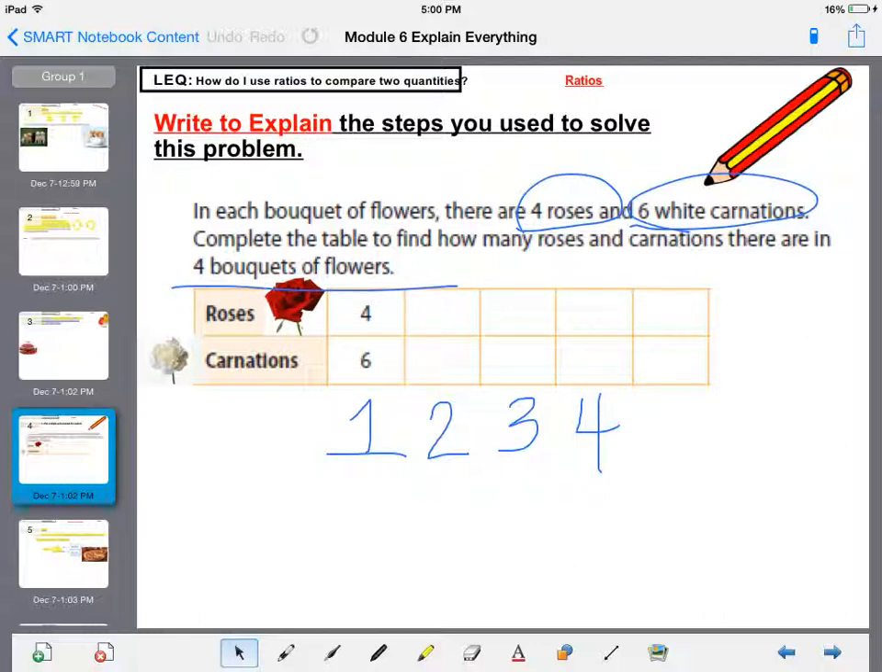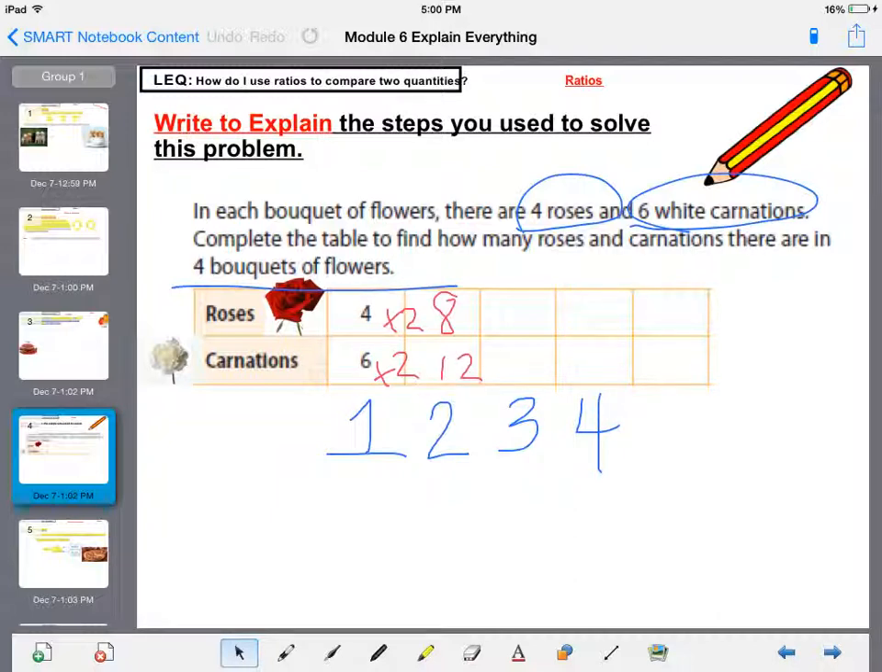Now, if there are 4 roses to 6 carnations in one bouquet, that means that in the second bouquet, I'm going to have to multiply by 2 in order to see how many total roses and how many total carnations I have in bouquet 2. So in this case, I would have 8 roses to 12 carnations.